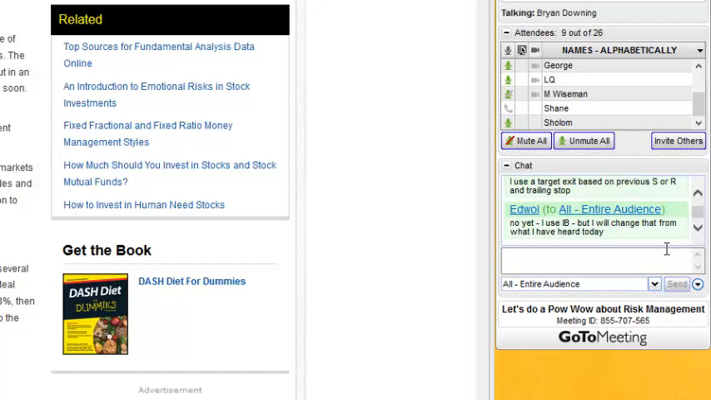Okay, Edwell responds, no, not yet. I use IB, but I'll change that from what I heard today. Yeah, that's something I'm concerned about as well, Edwell. I'm new to all this, to be honest, and somebody says, like Jeff's experience says, use it internally within your system. Yeah, that's something I would recommend. I've seen and heard that multiple times. Seems to be the gospel.